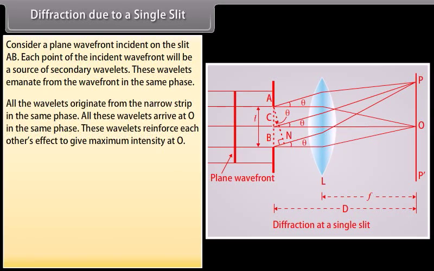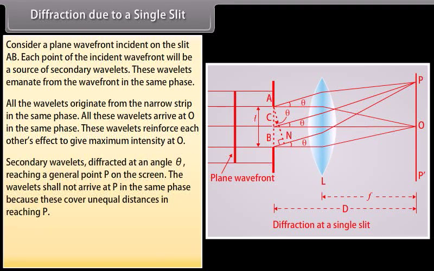All the wavelets originate from the narrow strip in the same phase. All these wavelets arrive at O in the same phase. These wavelets reinforce each other's effect to give maximum intensity at O. Now consider the formation of secondary minima and secondary maxima. Secondary wavelets diffracted at angle theta reach a general point P on the screen.